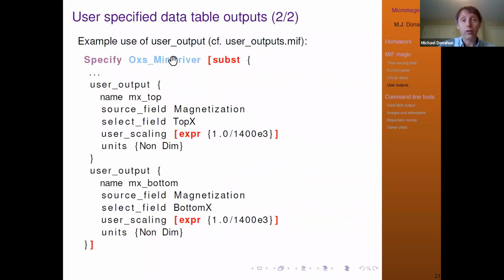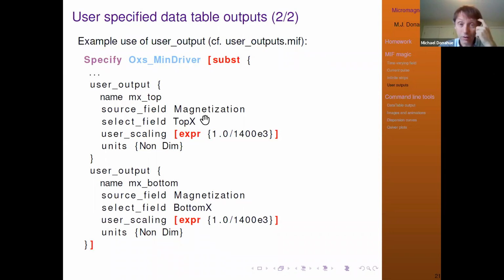So this is what it looks like. For example, inside the OXS min driver specify block, you put all the stuff you usually put, and then you specify user output. The first field in here is name. This is going to be a scalar output for each step. It's going to show up in the data table output. This name is the name that gets attached to it in the data table output. I'll do an example in a moment. This is a source field. This is the thing which is varying from the computation. Here it's going to be magnetization, because magnetization is an output of the min driver.